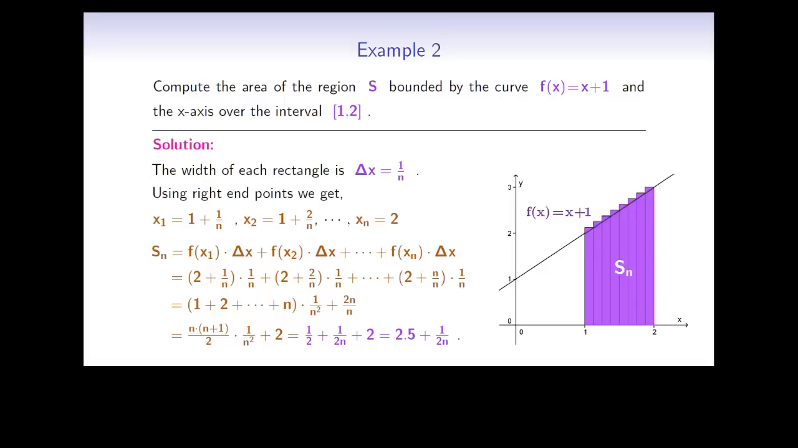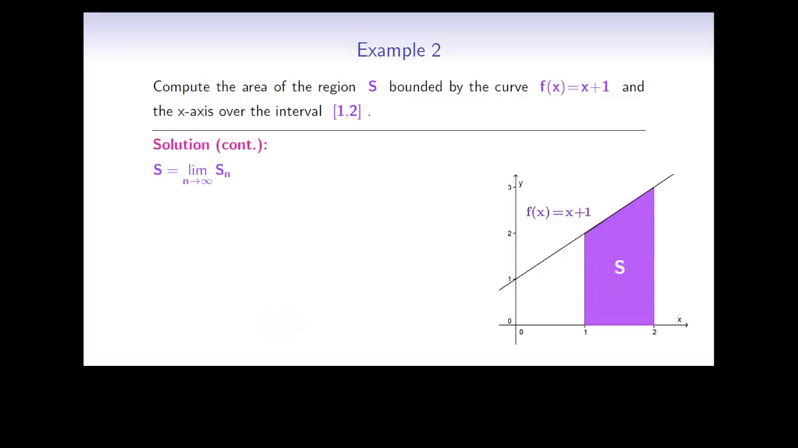To find the precise area of S, we need, of course, to take the limit as n goes to infinity. So the area of S will be equal to the limit as n goes to infinity of 2.5 plus 1 over 2n. As 1 over 2n goes to 0 when n goes to infinity, the value of the limit is 2.5. In other words, the integral of x plus 1 from 1 to 2 is equal to 2.5.